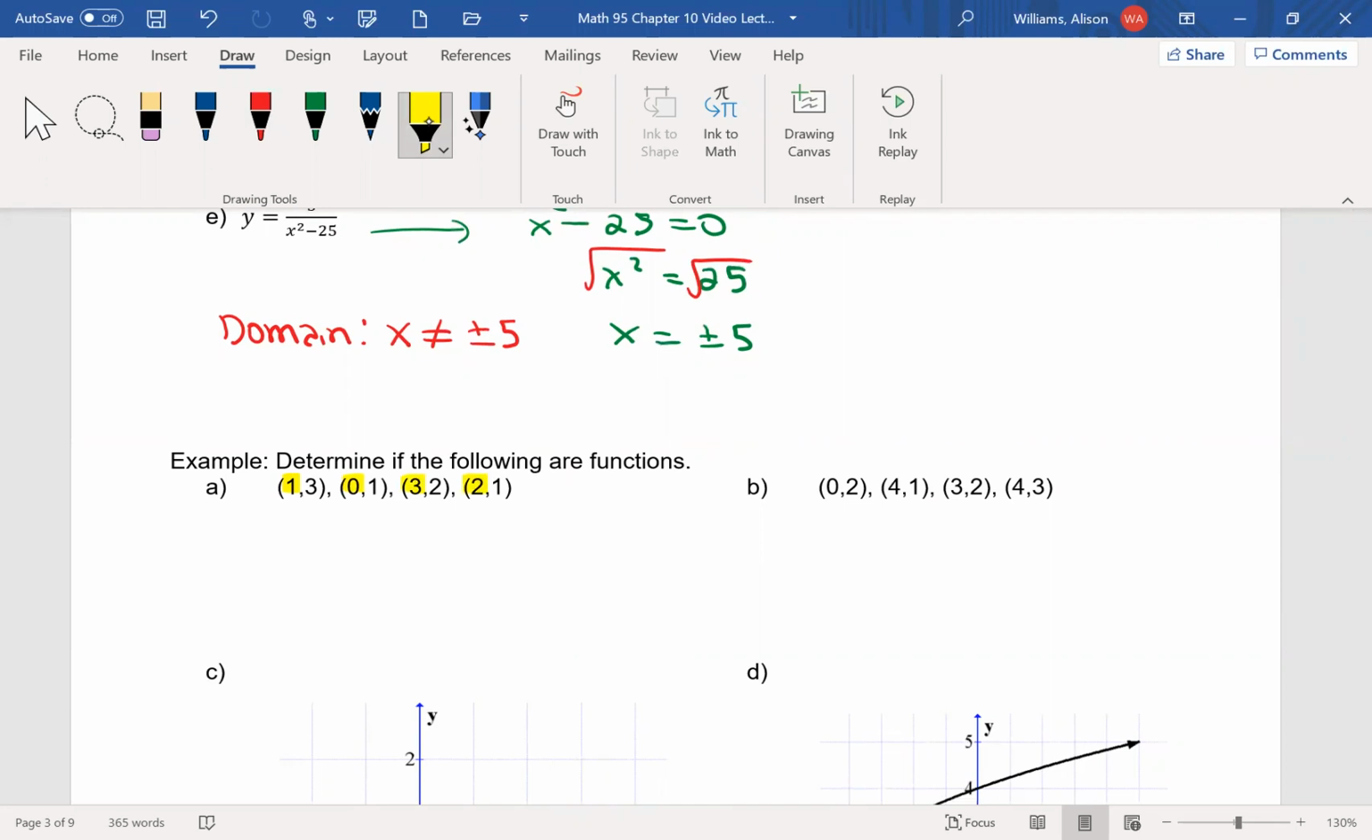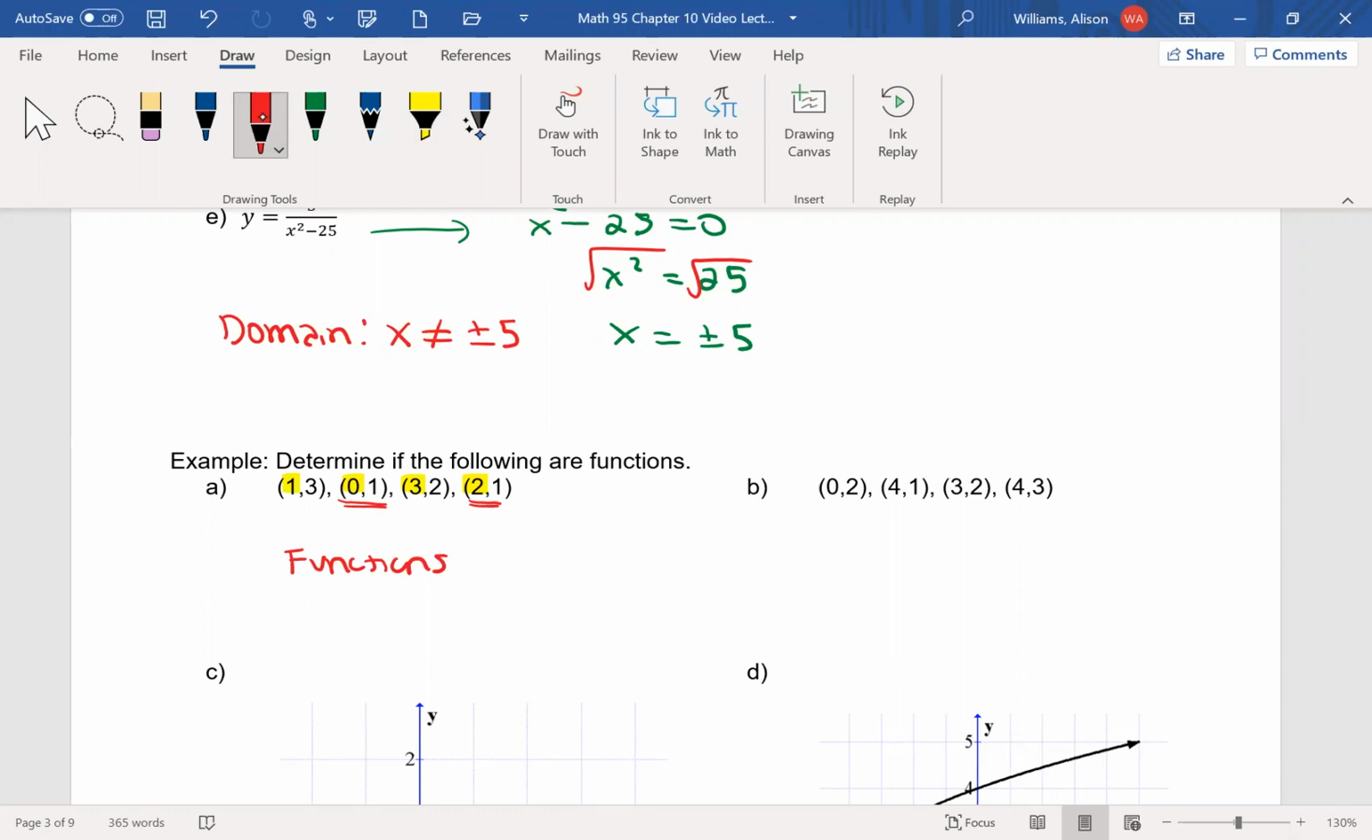All of the x values, they're all unique and they all go to a different y value. Now I see that in the second one and the last one, they both go to the same y value, but that's okay. We're allowed to have x values go to the same y value. What we can't have is an x value that's paired up with more than one y value. So this is a function.